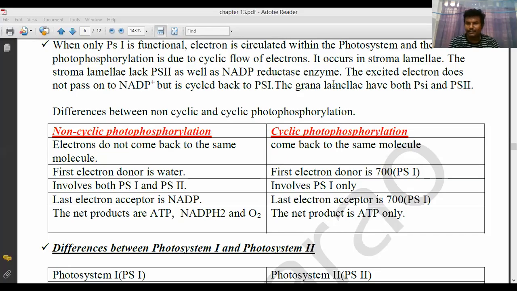So here, the net product is ATP. In non-cyclic photophosphorylation, only ATP is formed. Why are the others not formed? Because here the water molecule is not involved and NADP ion is not there, so that enzyme is also not there. That's why the remaining products are not formed.